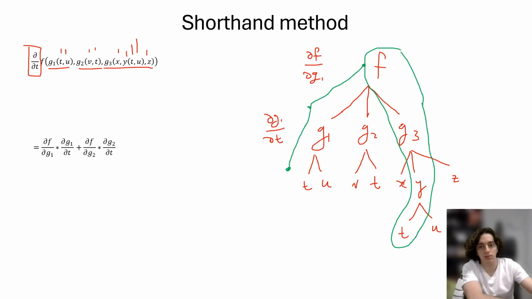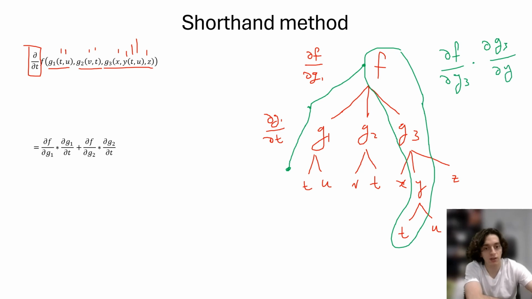What does this path entail about our product? It's going to be basically the same process as before. We're going to do ∂f/∂g3 times the next step, from g3 to y, which gives ∂g3/∂y. Next step is y to t, so it's going to be another term, ∂y/∂t. And that's going to be the third term of our sum.